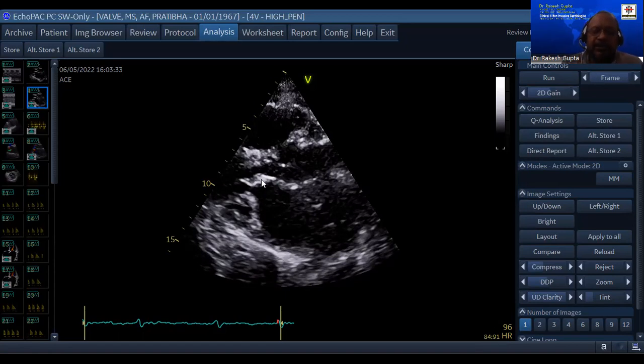This is a characteristic feature of rheumatic heart disease. When the patient develops rheumatic fever, there's an inflammation of the valve as well as the cords. Then we have two types of cords, primary cords and secondary cords. Primary cords are attached to the tip of the leaflets. Secondary cords are attached to the body of the leaflets. When infection happens, they get swollen up.